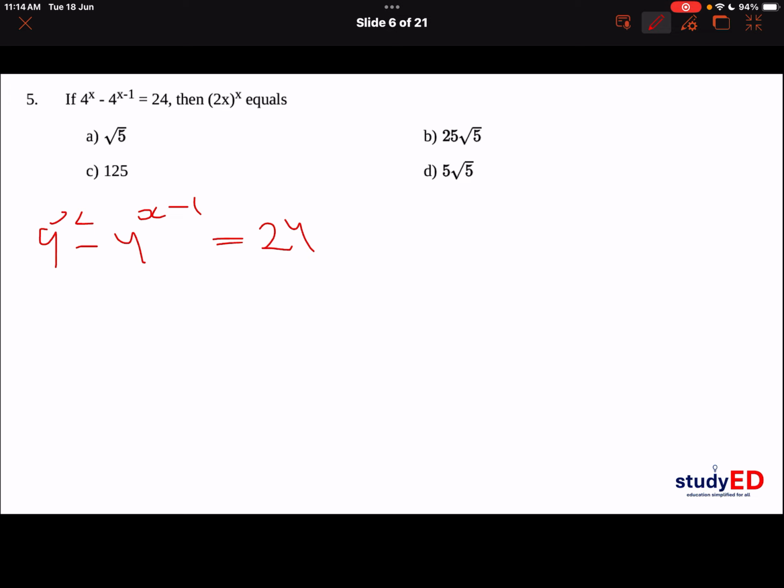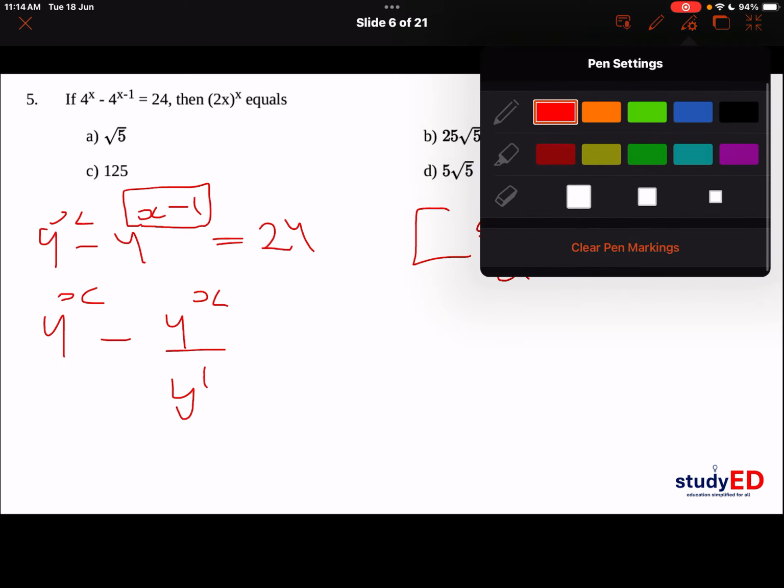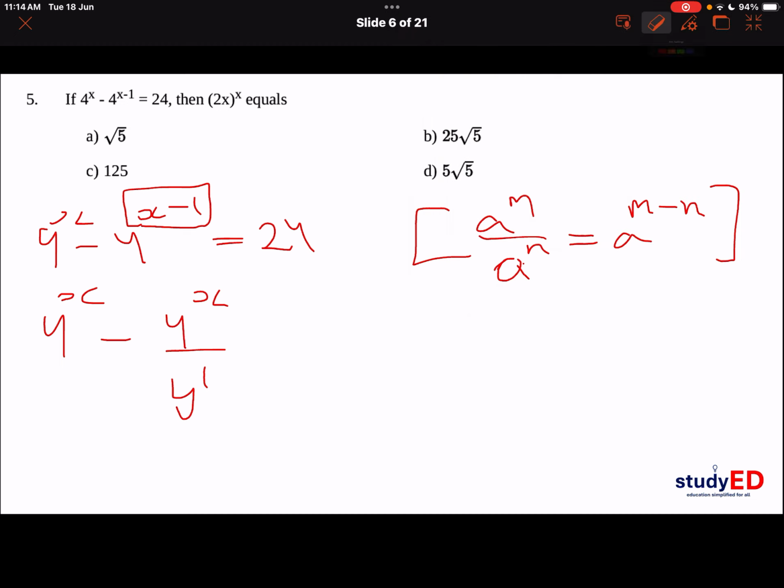We all know that using the property a to the power m by a to the power n is equal to a to the power m minus n. Similar observed over here. Let's take that 4 to the power x by 4 to the power 1. Now here we have directly used the law, so that we can proceed with the simplification of 24.